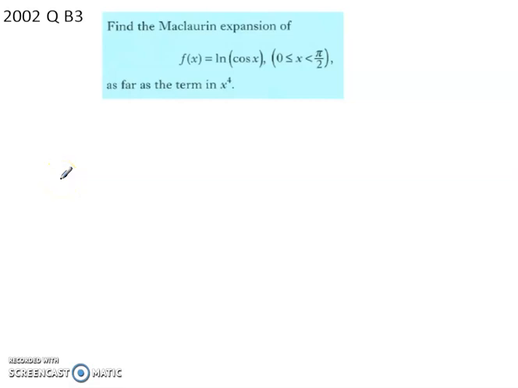Here we're going to cover 2002's question B3. This focuses on the Maclaurin expansion. Now, the formula for the Maclaurin expansion comes as part of the formula list that you get within the exam. But essentially, what it is, you look at the value of the function and its derivatives when x is equal to 0 and generate a sequence from that.